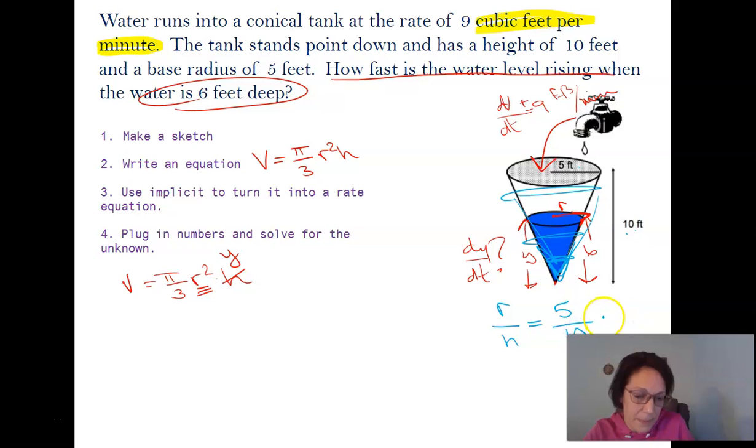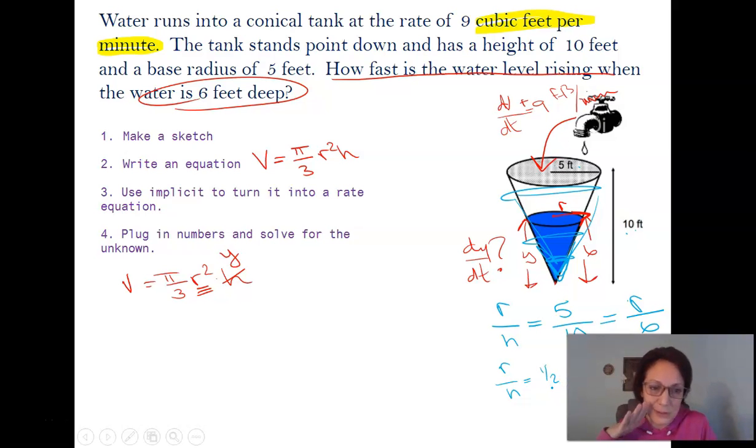is 10. For my cone of water, I do not know the radius, but I know that my height is 6. So this is going to do two things for me. It's going to help me get this r out of the equation, because now here's what I know. The radius to height ratio in this case is 1/2.